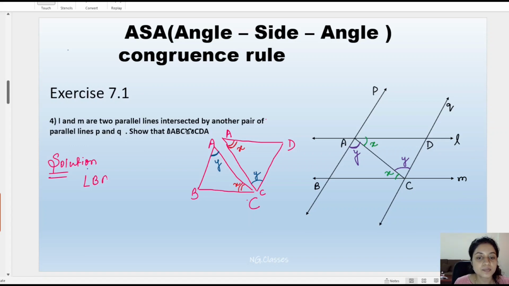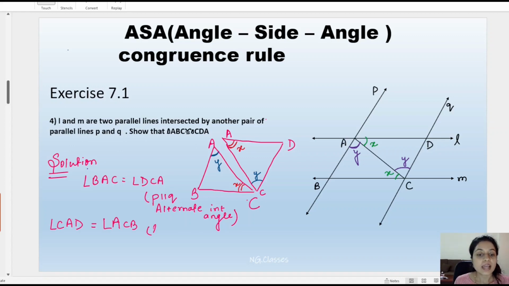Angle BAC is equal to angle DCA. We need to write the reason why these two angles are the same: because P and Q are parallel to each other and this is an alternate interior angle. Similarly, L and M are parallel to each other and again we have alternate interior angles. And also here we have side AC as a common side.